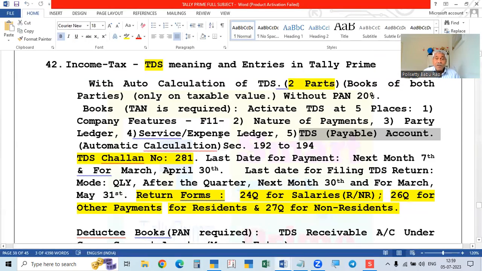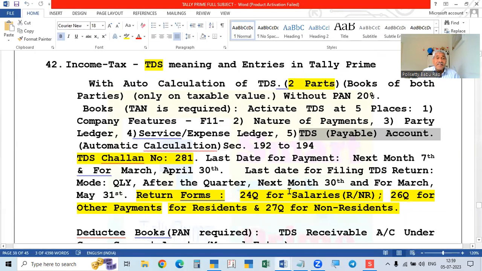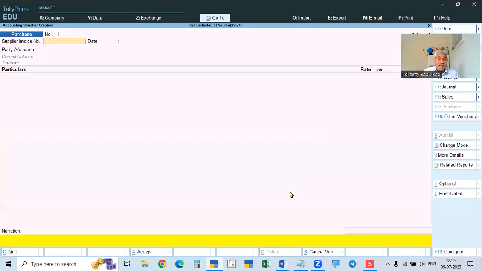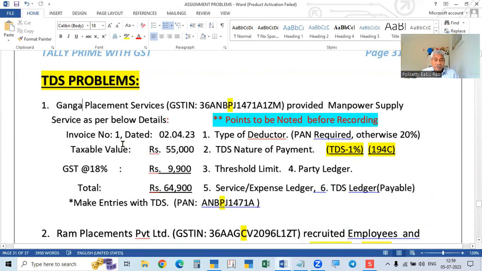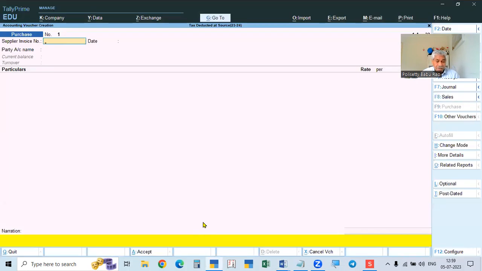So what is this? We are purchasing the service. So purchase entry we have to make. Purchase or goods or anything. Purchase entry, purchase voucher. So purchase voucher is F9 and date is 2nd April, number is 1.